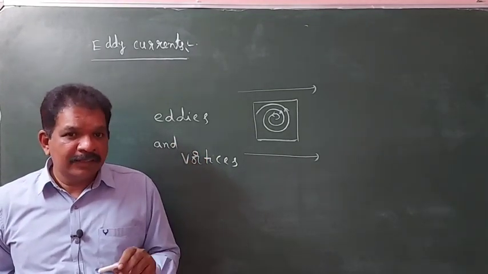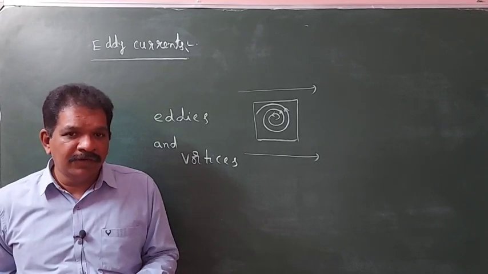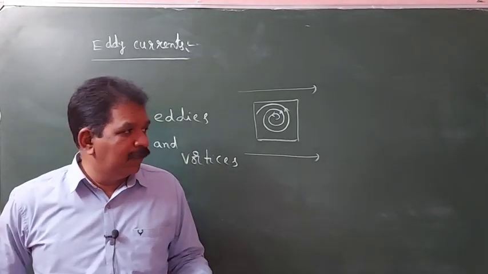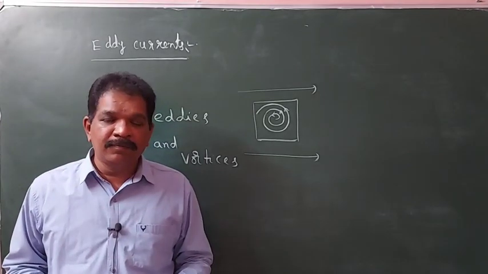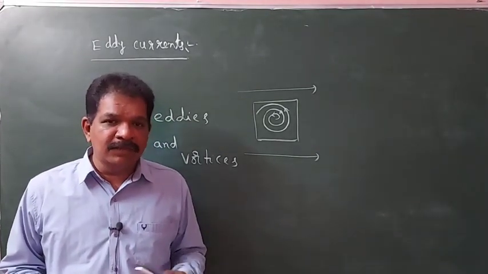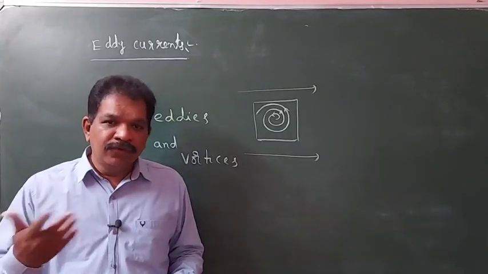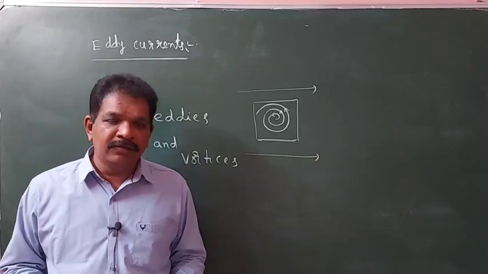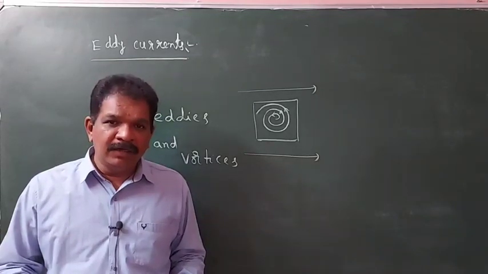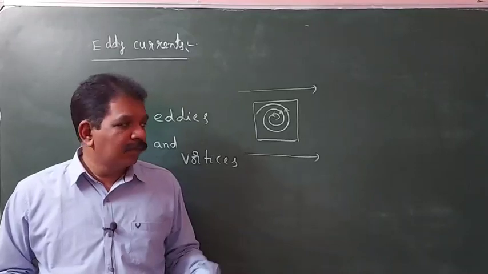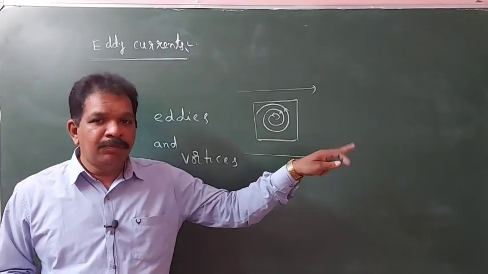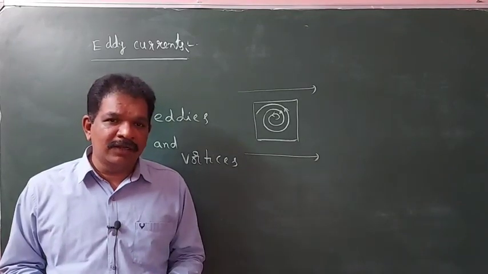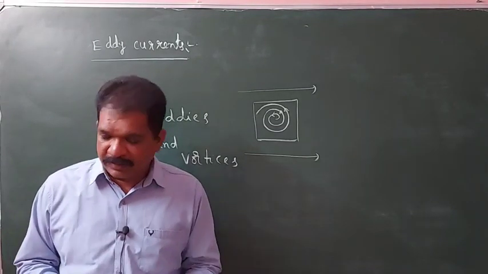So how will we define eddy currents? On a big, massive metal block, if we apply a time varying magnetic field, circular currents will be produced in that metal block. Those currents are called eddy currents.